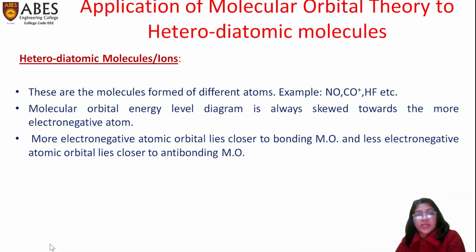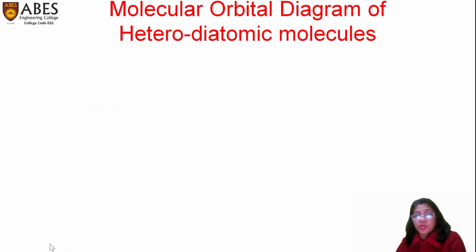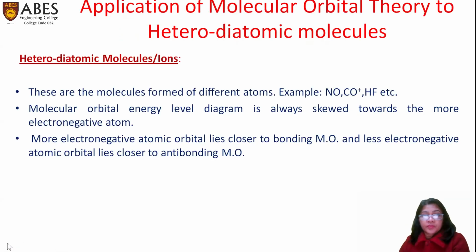Now for the application of molecular orbital theory to heterodiatomic molecules. Heterodiatomic molecules are molecules which have different atoms in the molecule, for example NO, CO plus, HF. In this case, the molecular orbital energy level of the more electronegative atom of the two is skewed towards the bonding molecular orbital. Or we can say that the more electronegative atomic orbital lies closer to the bonding molecular orbital and the less electronegative atomic orbital lies closer to the antibonding molecular orbital.